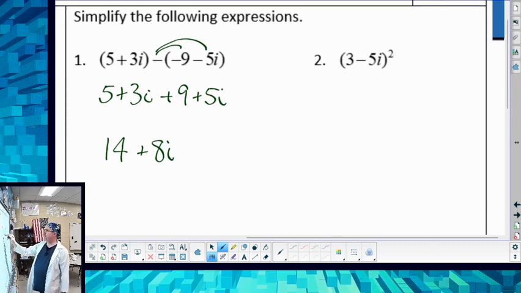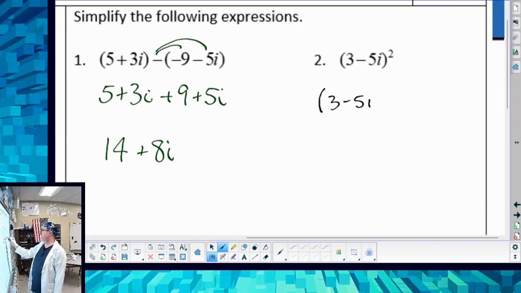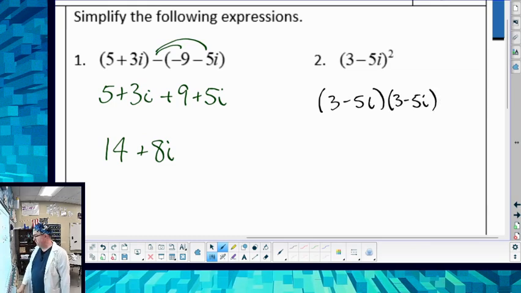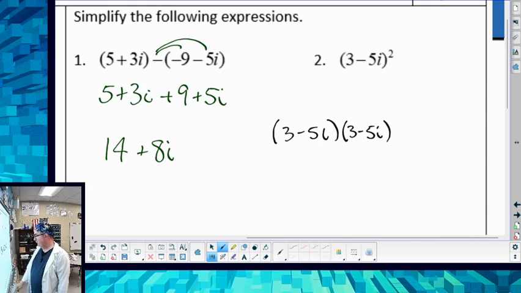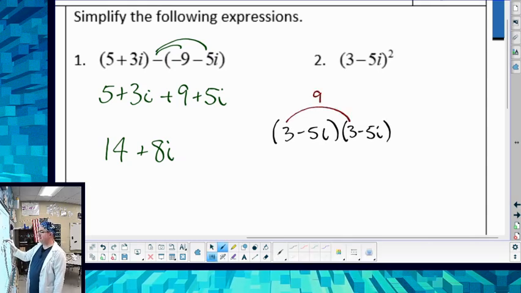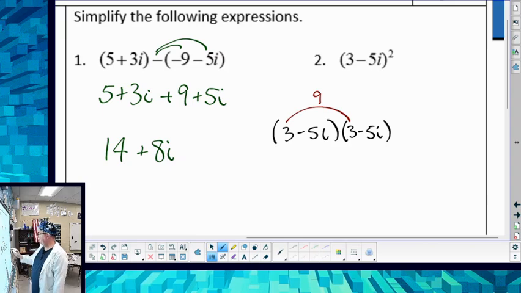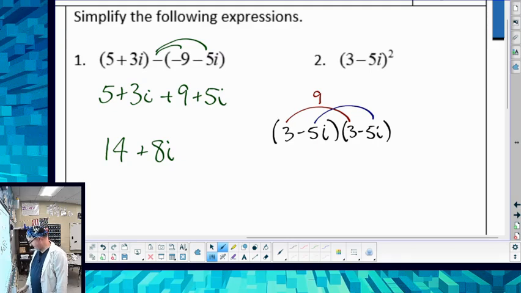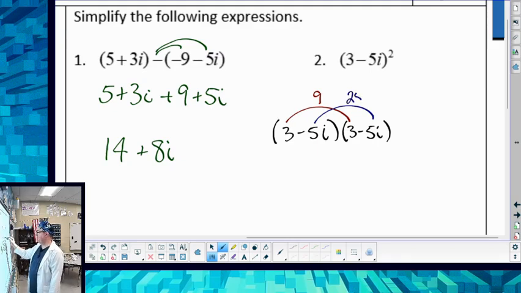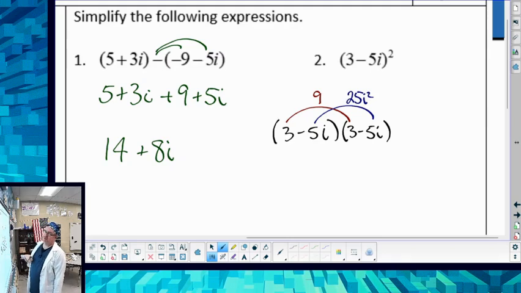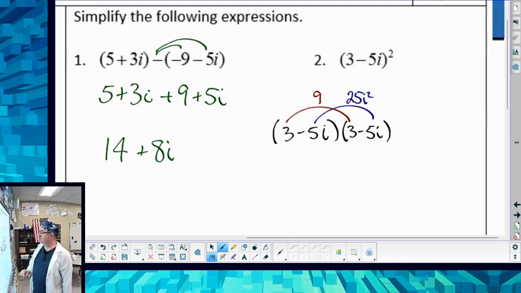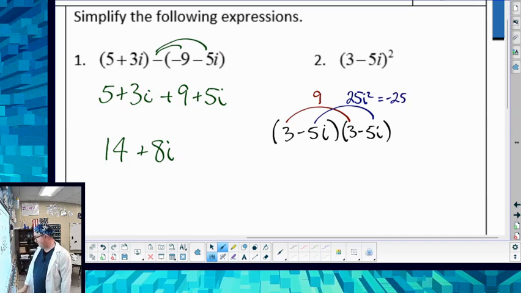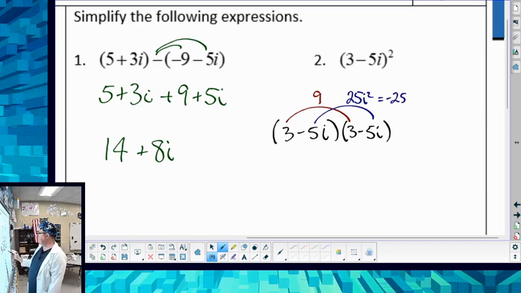So up over here, three times 3 will get me 9. Negative 5i times negative 5i is going to end up being 25i squared. The i squared, remember, is going to be negative 1. So this is really equal to a negative 25. And that's going to be a little side note we're going to do here in a second.